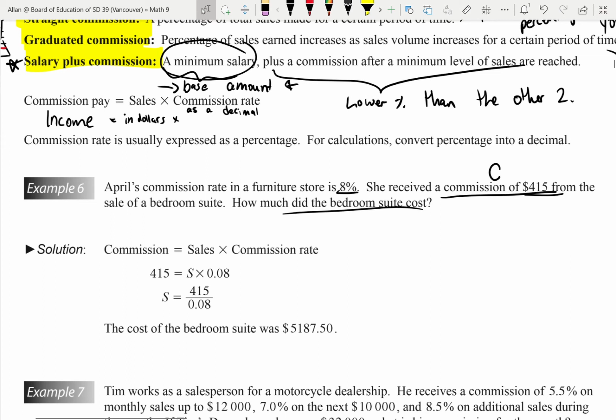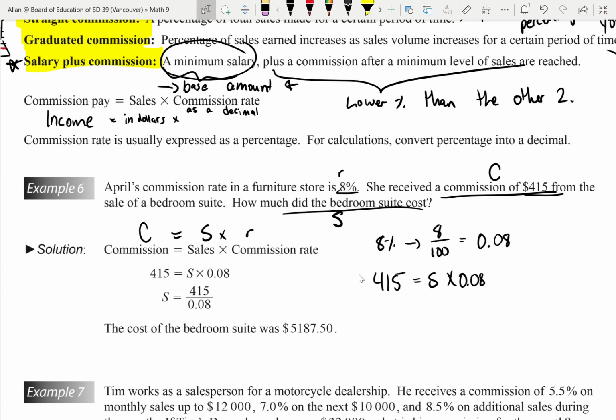I'll give it a letter C. This is our rate, I'll call it R. And how much the bedroom suite cost, I'll call that S. So what they're saying is commission C is equal to S times R. Now 8% as a decimal, I take 8, divide it by 100, and drop the percent, and that gives me 0.08. So my calculation: 415 equals S times 0.08.